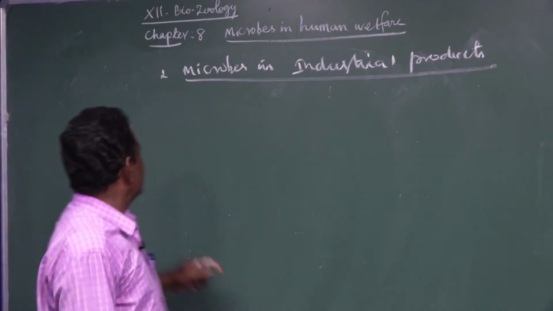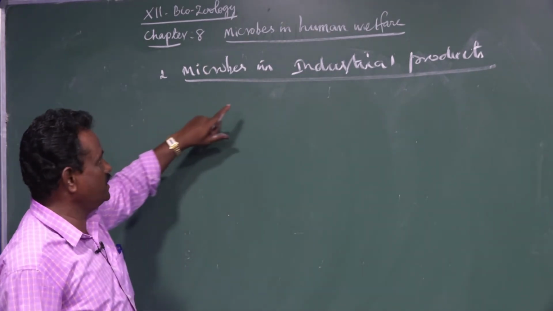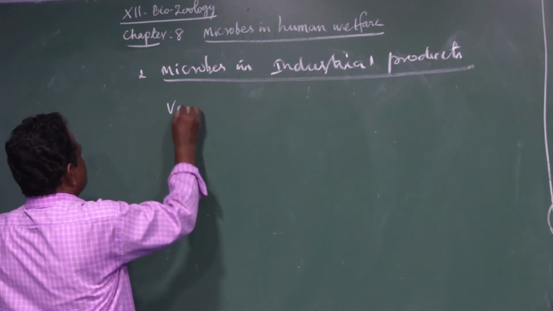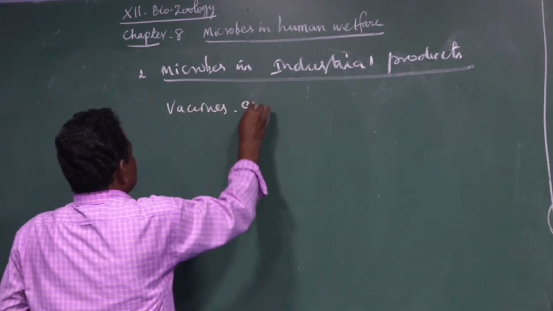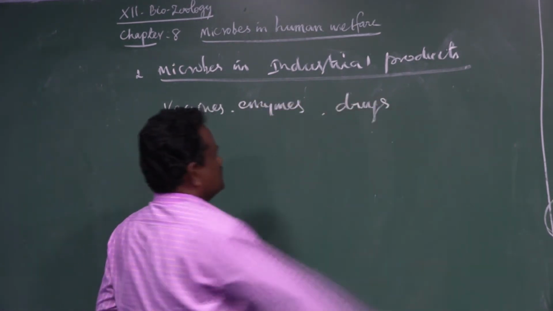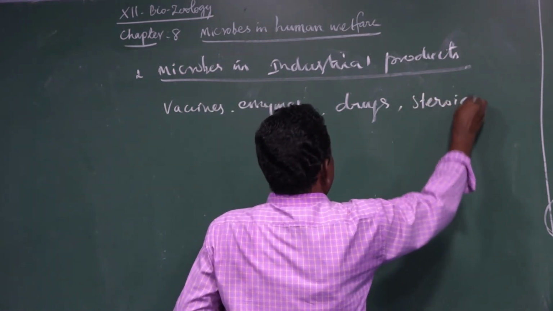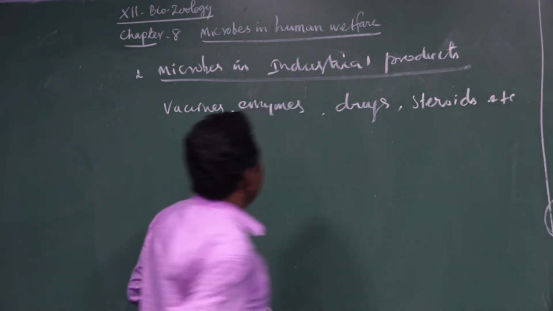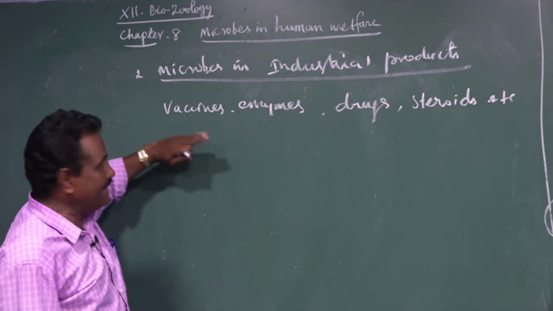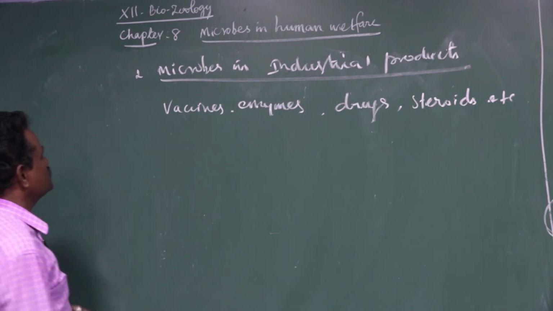Okay, the second one is microbes in industrial products. In industry, there are different types of products that we are obtaining, like vaccines, enzymes, different types of drugs, what we call pharmaceutical drugs, steroids, etc. These are obtained from different industries. All these are valuable industrial products that we obtain by using microorganisms.